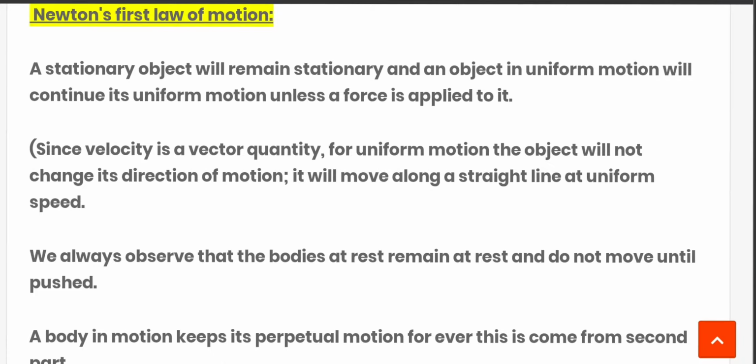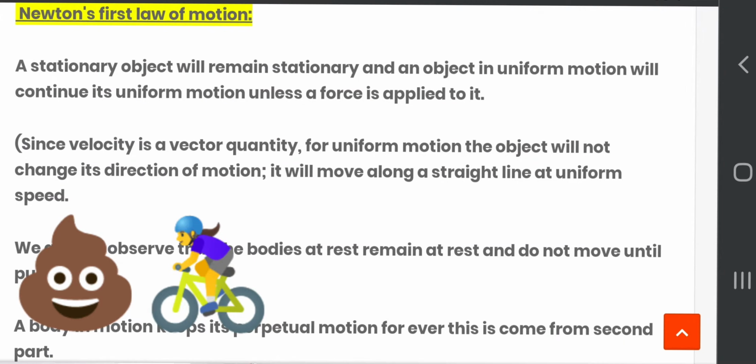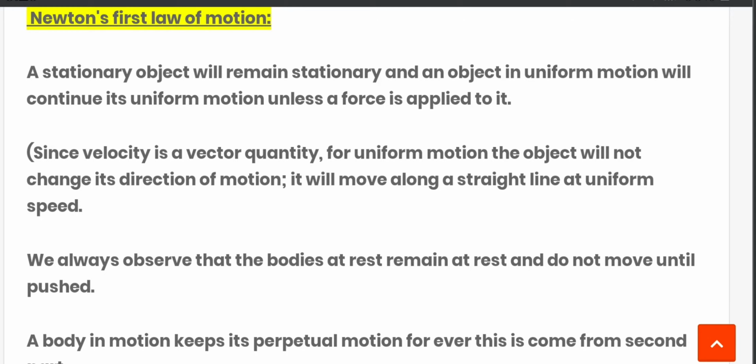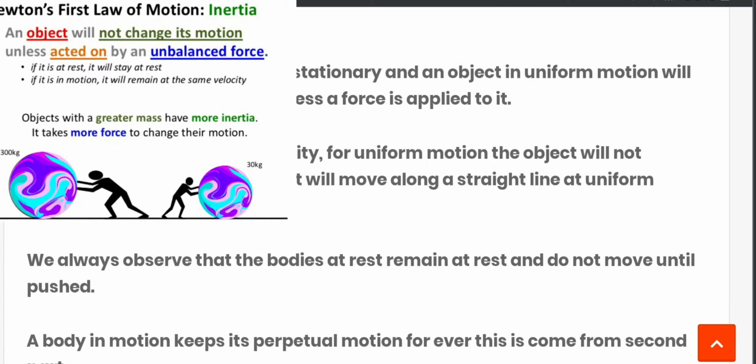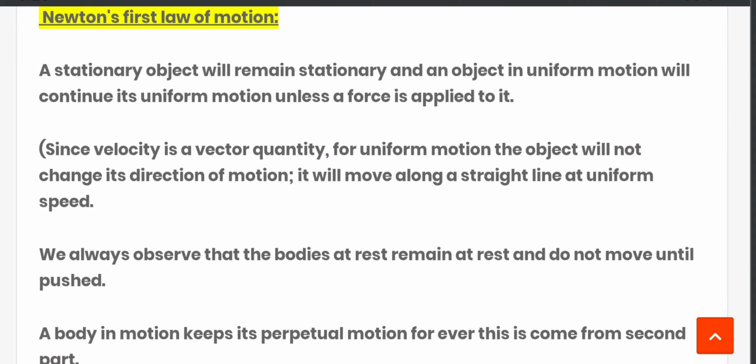So what is Newton's first law of motion? A stationary object will remain stationary, and an object in uniform motion will continue its uniform motion unless a force is applied to it. What do you mean by that? We always observe that bodies at rest remain at rest and do not move until pushed, and a body in motion keeps its perpetual motion forever, and this comes from the second part.